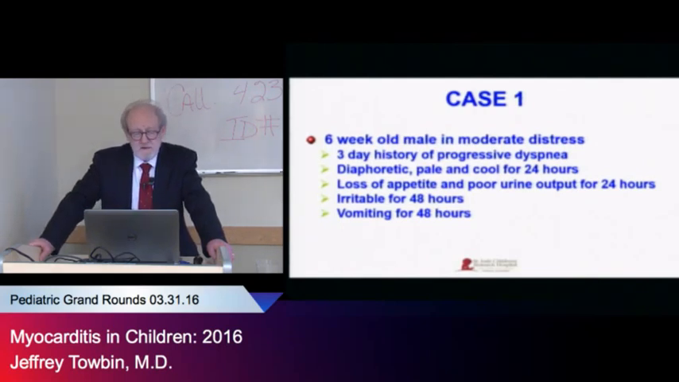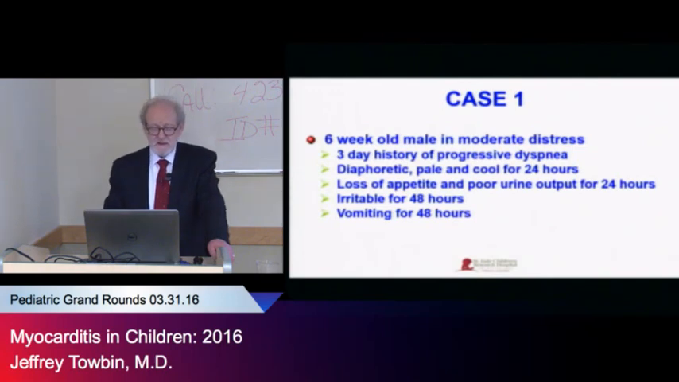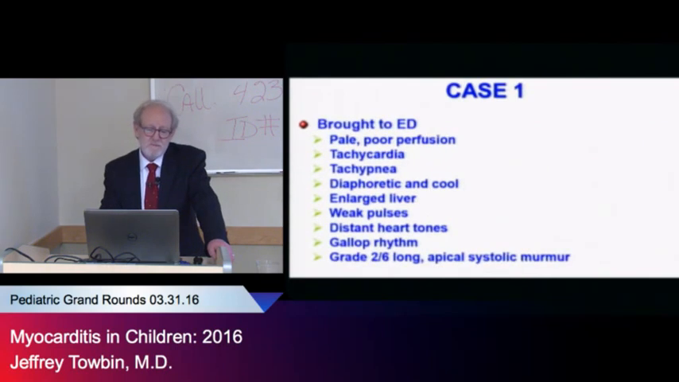This is a 6-week-old boy who was in moderate distress, 3-day history of progressive shortness of breath, was sweaty, pale, cool for about the last 24 hours based on the parent's history, wasn't eating very well and had poor urine output for the last 24 hours, was very irritable for the last couple of days and had been vomiting. So was pretty dry, looked pasty and pale, not feeling very well and breathing fast.